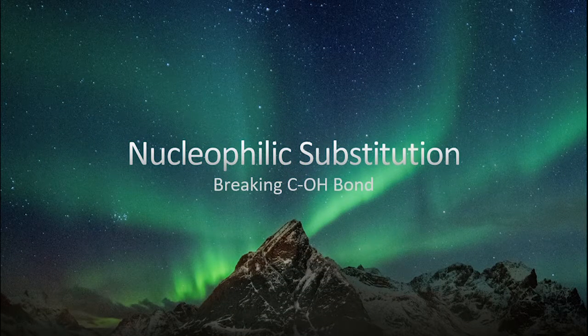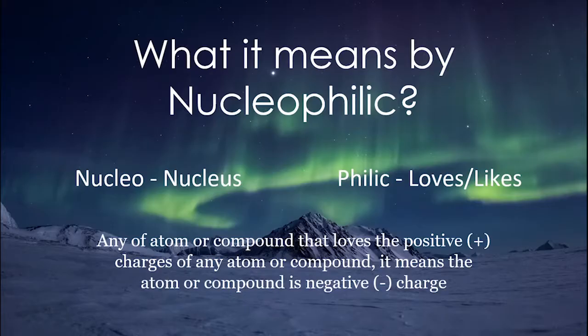Breaking the C-OH bond: nucleophilic substitution. What does nucleophilic mean? It contains two words, nucleo and philic. Nucleo means nucleus, which has a positive charge. Philic means loves or likes. So a nucleophile is any atom or compound that loves the positive charge of another atom or compound. It means the atom or compound that is a nucleophile has a negative charge.